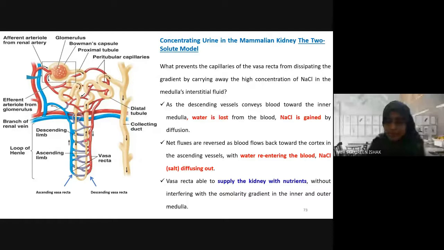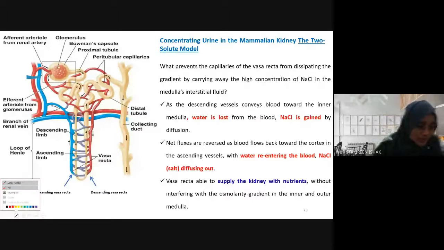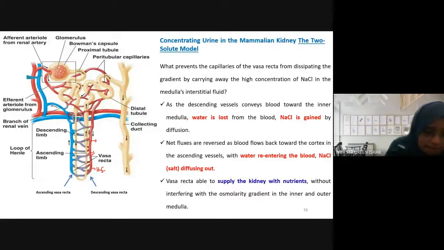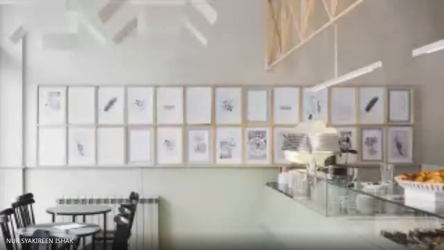Okay, so it says here, as the descending vessels convey blood towards the inner medulla, water is lost from the blood as sodium chloride is gained by diffusion. Please write this in your notes, because on my desktop it is difficult for me to write it. Okay, the blood, when it passes through this region, causes the water in the blood to exit. H2O exits. Why does H2O exit?